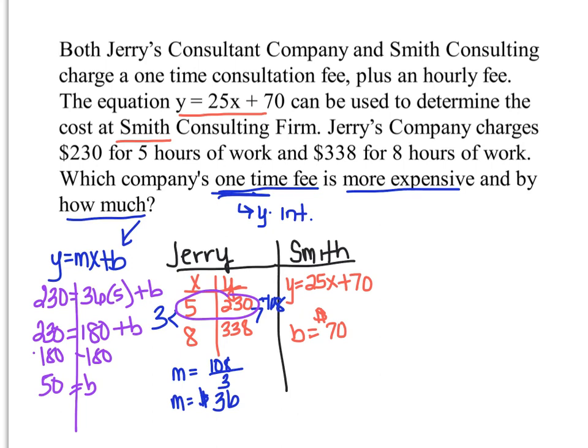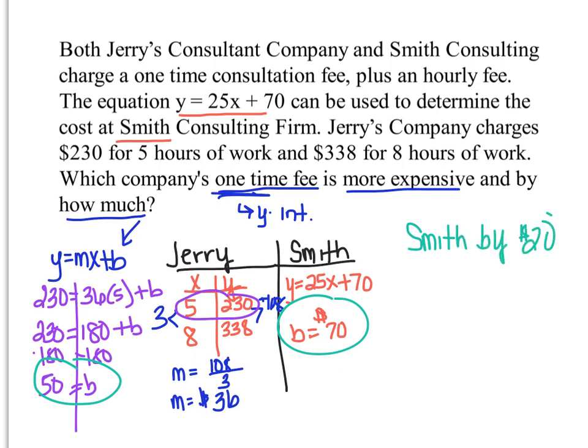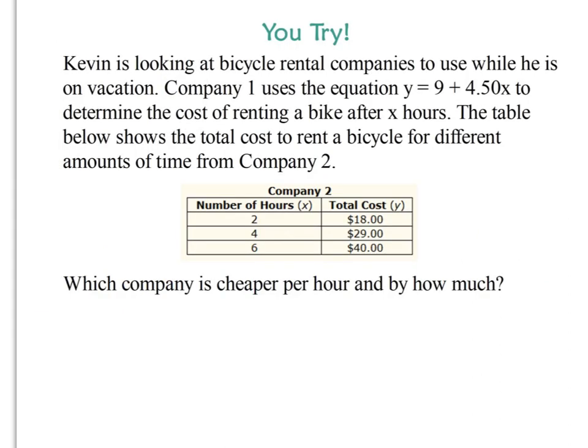So who is more expensive? Jerry is $50. Smith is $70. So Smith is more expensive by $20 because $70 minus $50 is $20. All right, now you go ahead and try this one on your own.